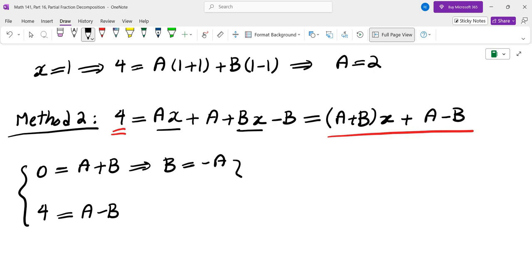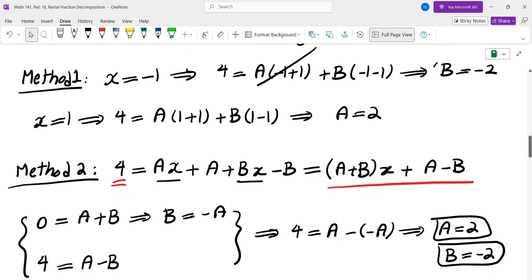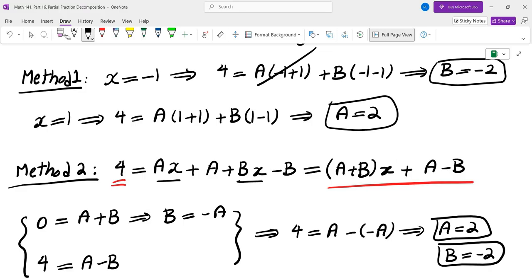B is negative a. Plug it into the bottom one. We get 4 equals a minus negative a. So this gives us a equals 2 and b would be negative a, which is negative 2. So that obviously gives us the same answers as we got before. Now you could use either of these two methods, but sometimes method number 1 doesn't quite work when we get to later types of examples.